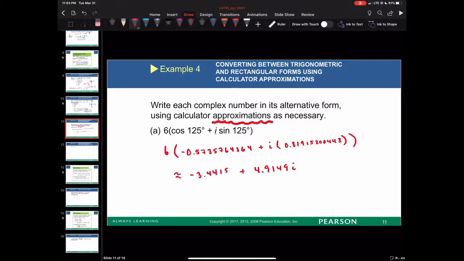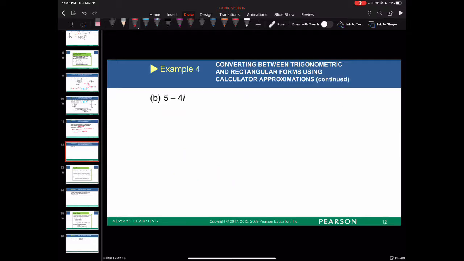So let's look at another example. Let's look at 5 minus 4i. So the first thing we need to do is find our r. So r is equal to the square root of 5 squared plus negative 4 squared. So r is just equal to 25 plus 16. So r is equal to the square root of 41.